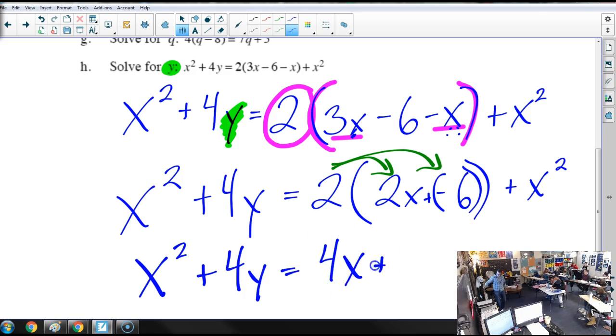4x. Now that makes sense. Mine's x squared.